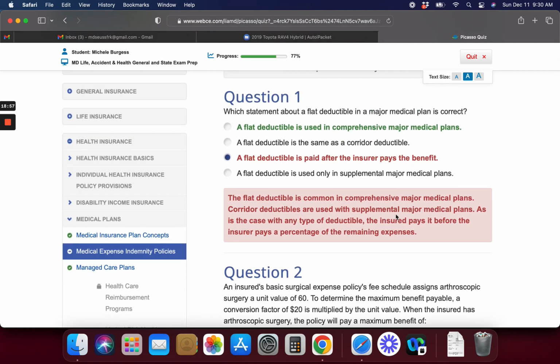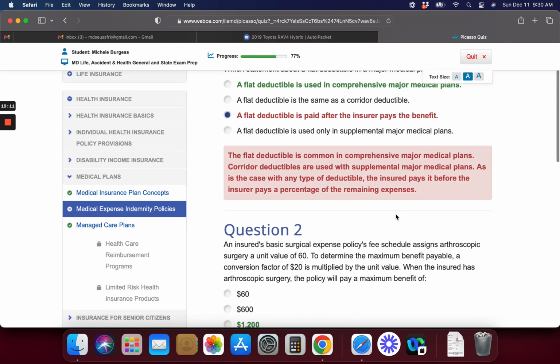All right, so a flat deductible is used in comprehensive major medical plans. That is the answer that is correct. A flat deductible is used in comprehensive major medical plans. All right, so a flat deductible is common, but they're not used with supplemental plans. In this case, with any type of deductible, the insured pays it before the insurer pays a percentage of the remaining expenses. All right, so that's it on this lesson.